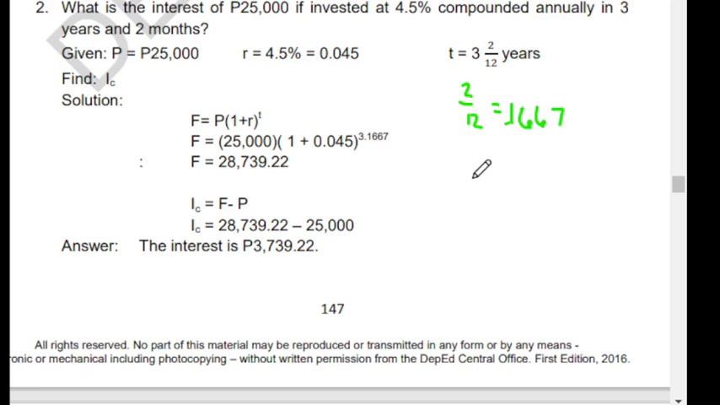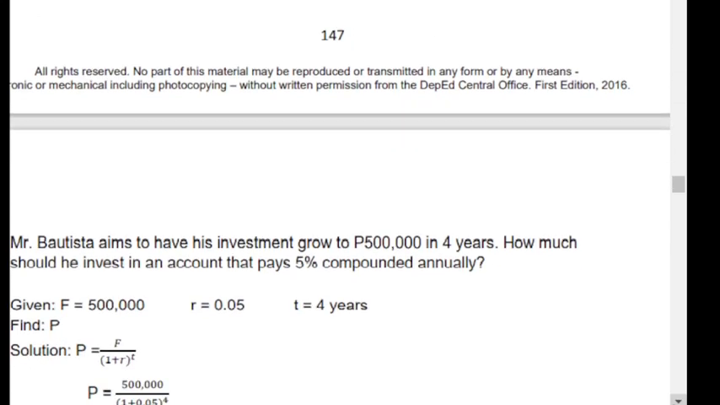So the answer is not 22 but 0.26. I don't know what you have there. If we use this, it should be 28,739.26. So therefore, we subtract 25,000 to get the interest of 3,739.26. Okay?